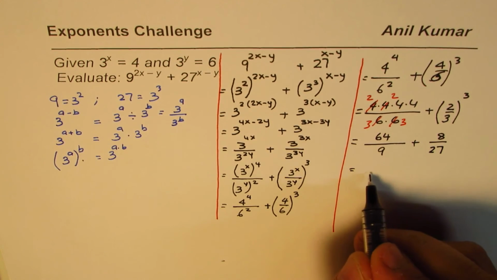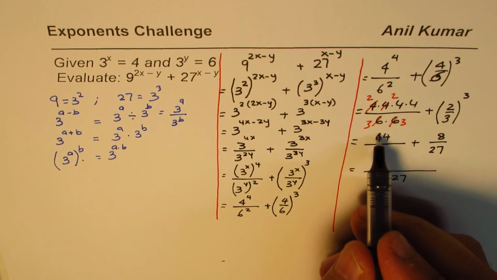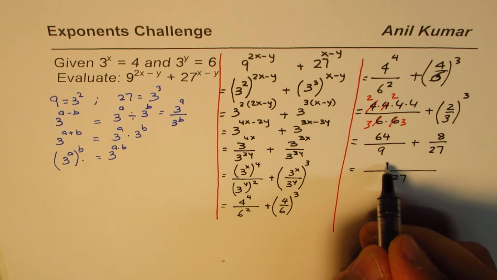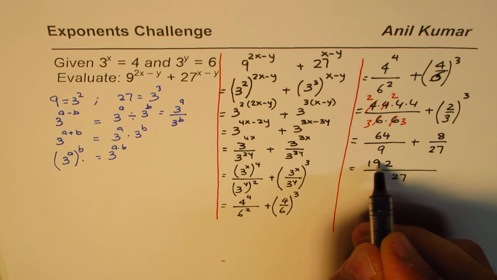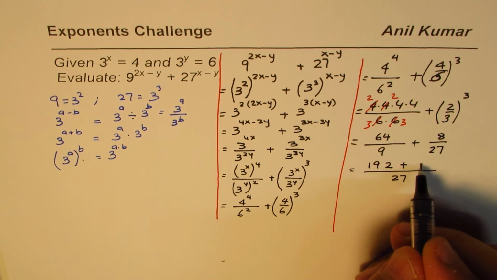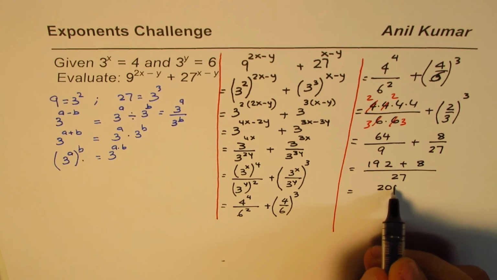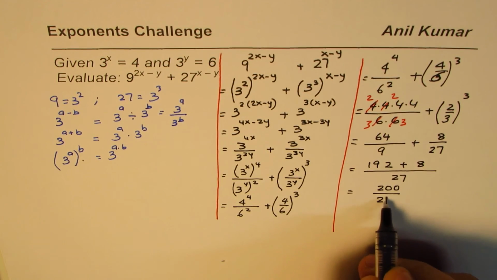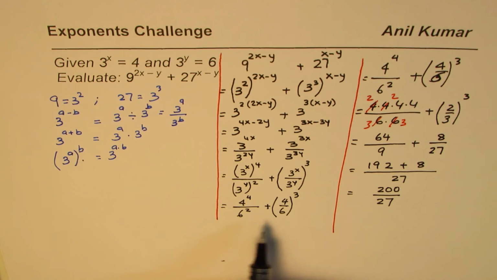Now we can have a common denominator, which is 27, right? And this gets multiplied by 3. 3 times 4 is 12. 3 times 6 is 18. And 1, 19, right? 3 times 4, 12. So we get 192 plus 8. So 192 plus 8 is 200. So we get 200 over 27. So we could simplify like this. You could also use a calculator to simplify it. Either way, you could do it.